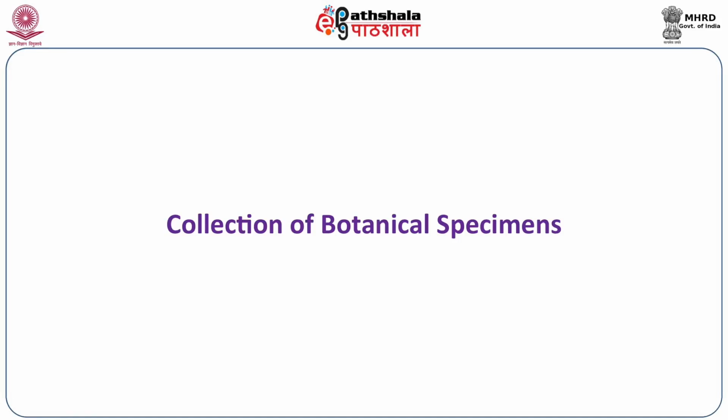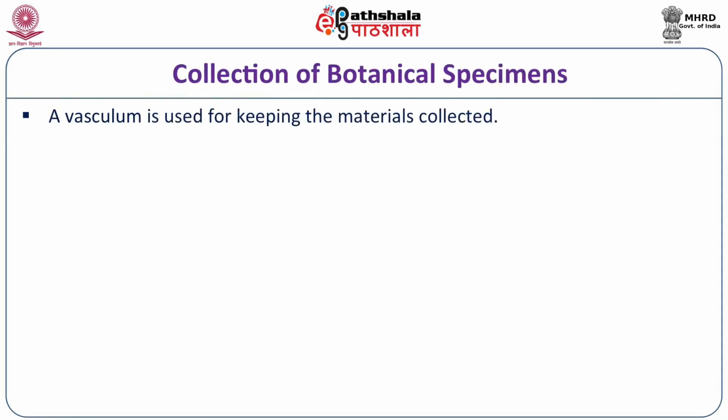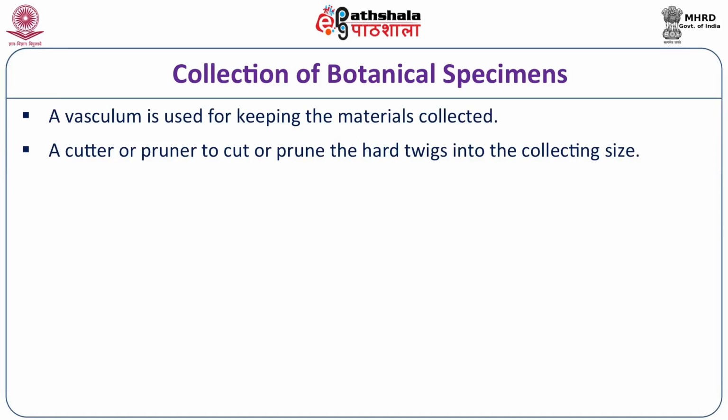Botanical specimens also form a major part of the natural history section of a museum, or in a natural history museum. Here, a vasculum is used for keeping the materials collected. A cutter or pruner to cut or prune the twigs into the collecting size is used. A penknife is used for cutting the branches neatly.